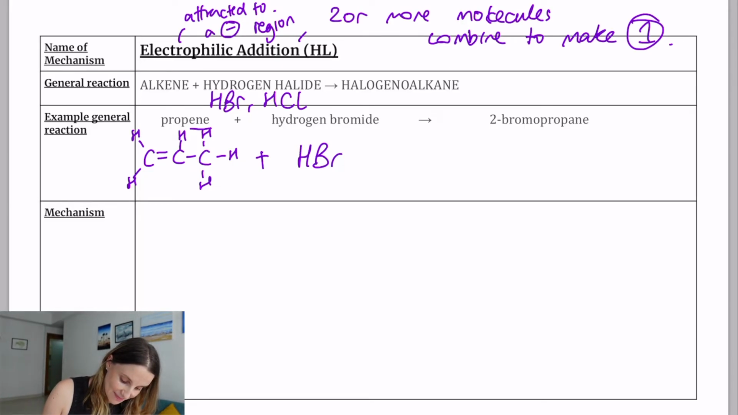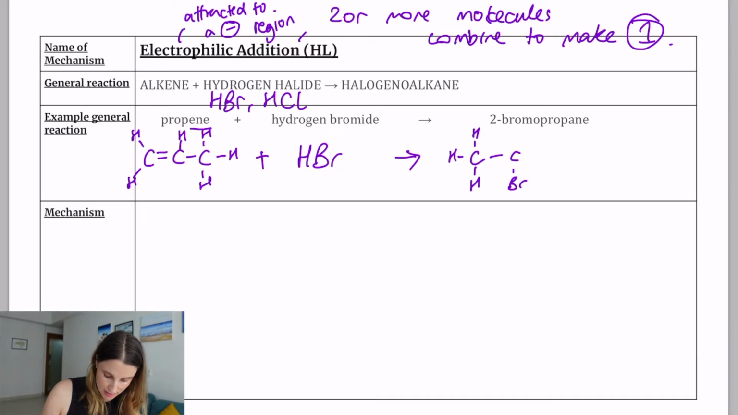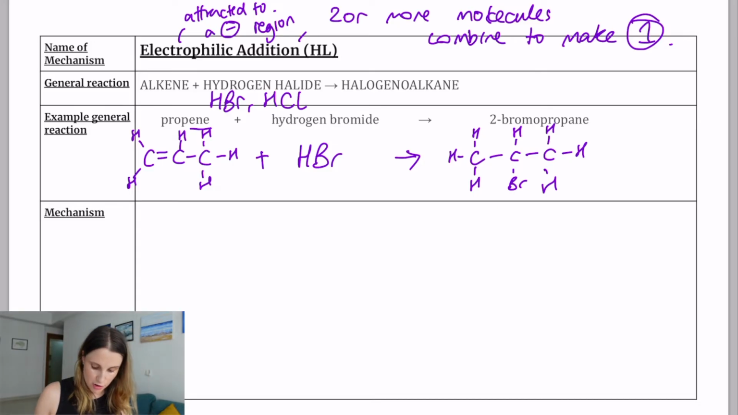We're going to react it with HBr, hydrogen bromide, and that double bond is going to pop open, and then the hydrogen is going to add on the left-hand carbon, and the bromine is going to add onto the middle carbon. That final carbon is still staying the same as a methyl group.